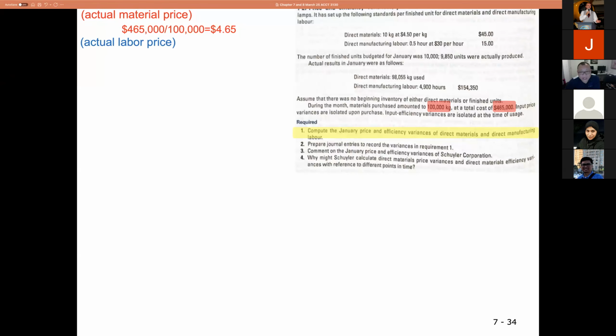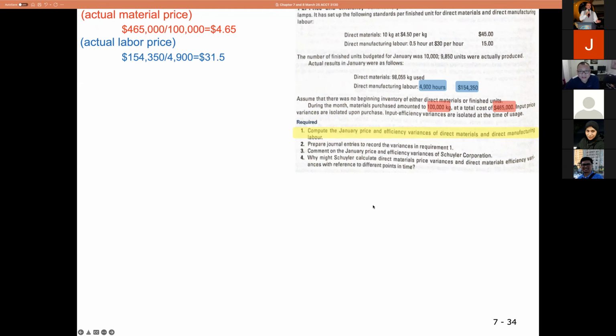what is the actual labor price? The actual labor price. 31.5. How did you calculate? 154,350. That would be divided by 4,900 hours. Very good, right? Because they tell us this is the actual result in January, right? How much cost, how many hours. So the actual price would be 154,350 divided by 4,900. So $31.5, right? That's the actual materials, the actual labor.